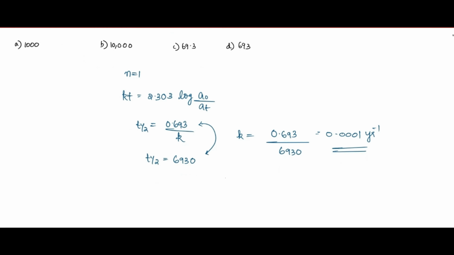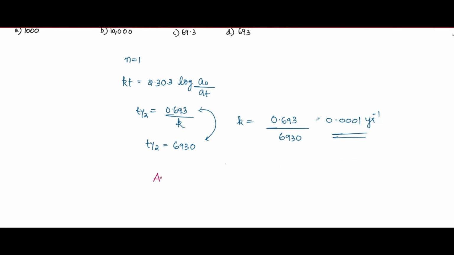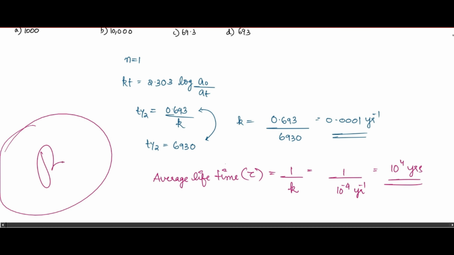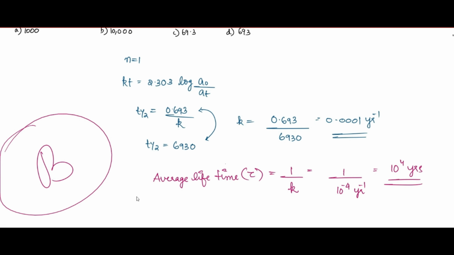What is the question? Average lifetime. Note this down. The average lifetime of a first order reaction is represented by tau, which is equal to 1 by K. Okay? 1 by K, what is the value of 1 by K? 10 to the power minus 4 per year, right? Going up, what will it be? 10 to the power 4 years. Option B. Yes. Okay.